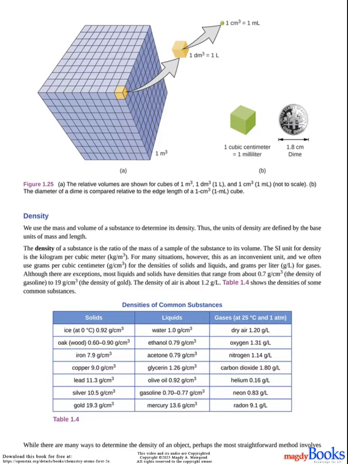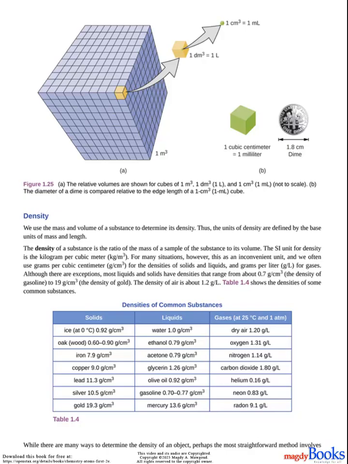Figure 1.25. 1 meter cubed. 1 decimeter cubed equals 1 liter. 1 centimeter cubed equals 1 milliliter. 1.8 centimeters is the diameter of a dime.